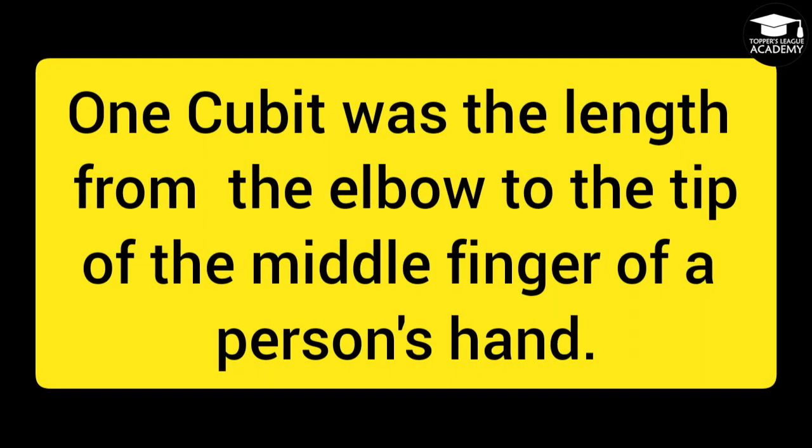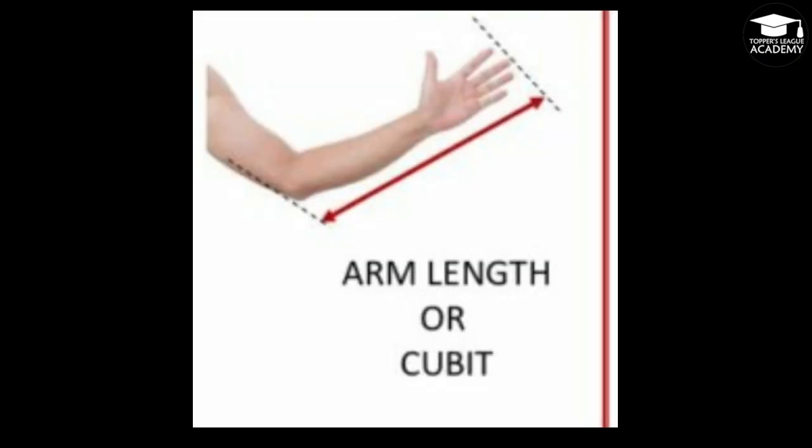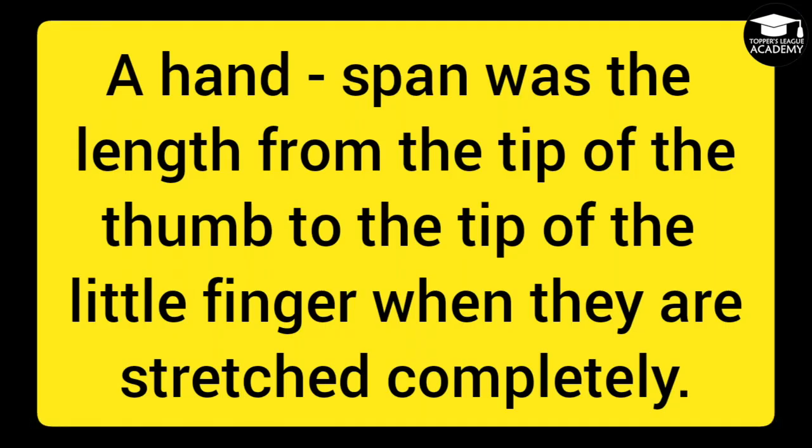Let's learn about cubit. 1 cubit was the length from the elbow to the tip of the middle finger of a person's hand. Let's learn about handspan. A handspan was the length from the tip of the thumb to the tip of the little finger when they are stretched completely.